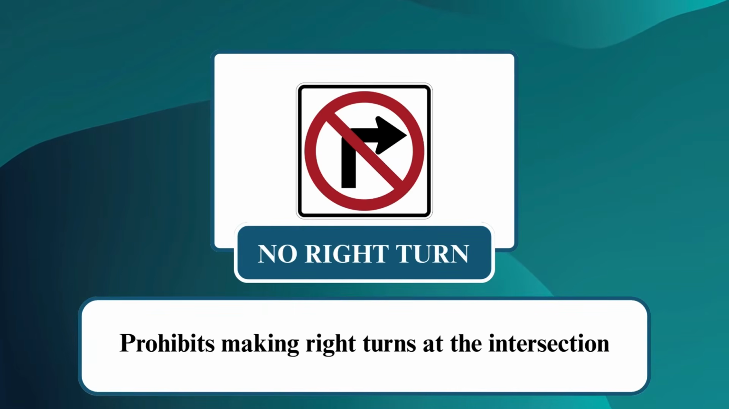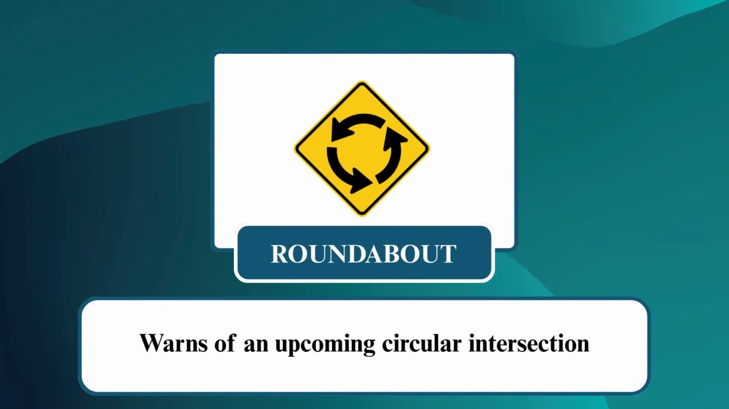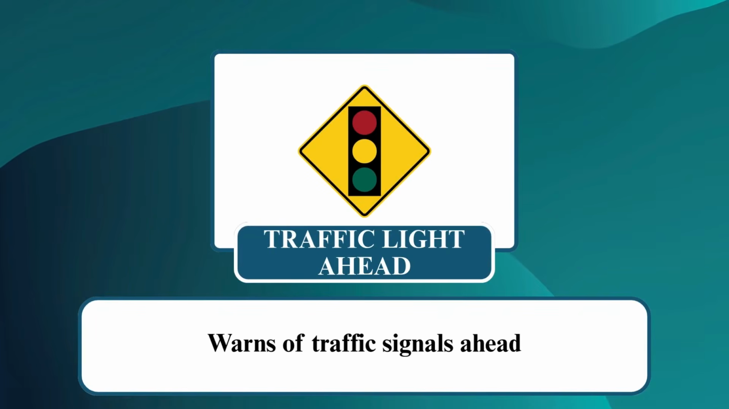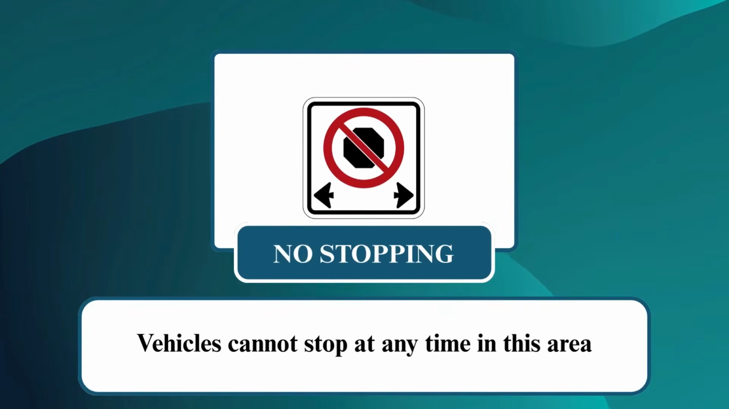No right turn sign. Prohibits making right turns at the intersection. Roundabout sign. Warns of an upcoming circular intersection. Traffic light ahead sign. Warns of traffic signals ahead. No stopping sign. Vehicles cannot stop at any time in this area.